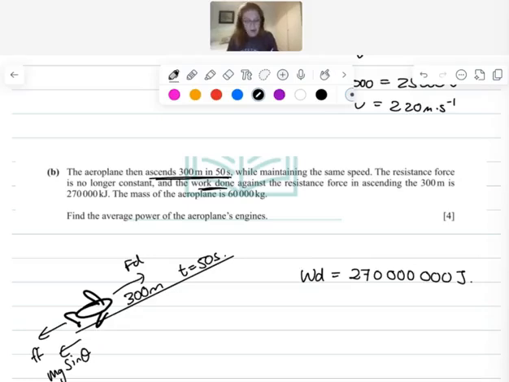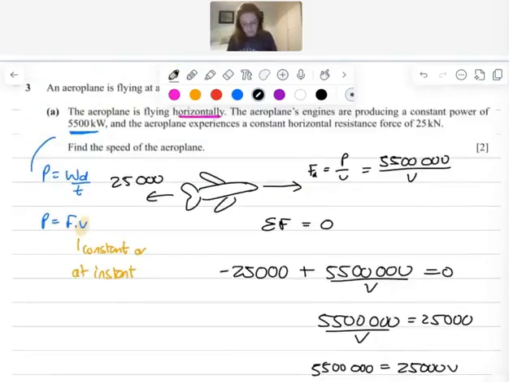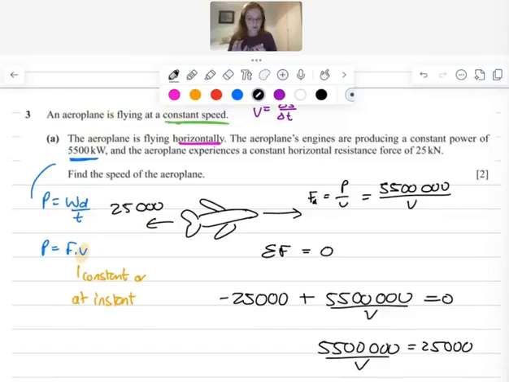Find the average power. Remember when I told you about this formula, I said you can only use it if it's constant, constant velocity, and I guess constant power as well. So now it's not a constant power, so we're going to be working here with an average. So we're going to be working with work done divided by time.